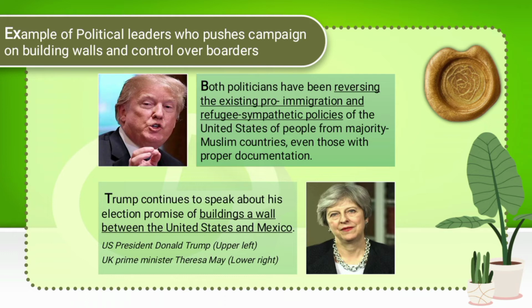Now, Trump also continues to speak about his election promise of building a wall between the United States and Mexico. That is, he campaigned on protectionist trade policies throughout his candidacy, and he spent the first few days as president signing executive orders that reinforce his vow to put America first. Trump has expressed openness to execute a new trade deal with the UK, but has said he will prioritize American jobs.